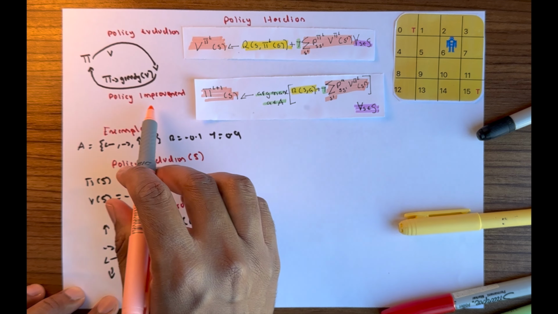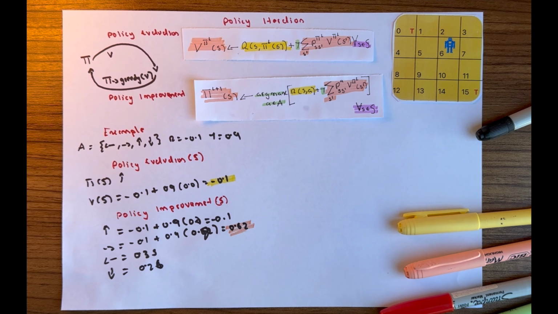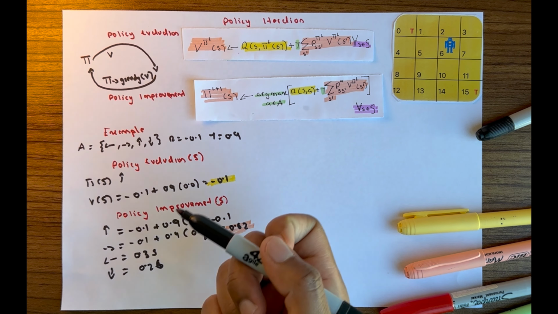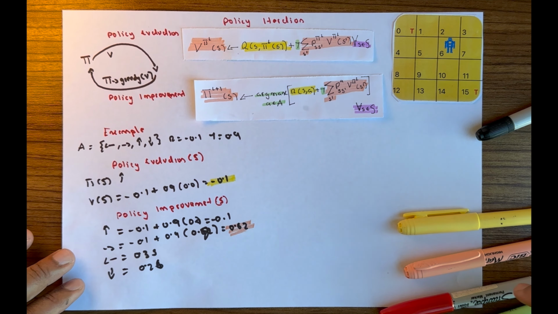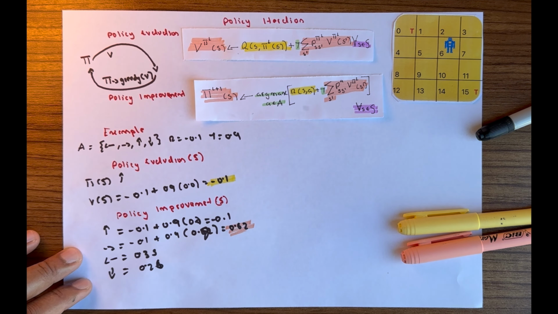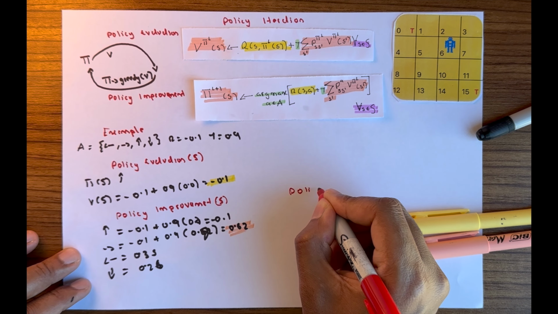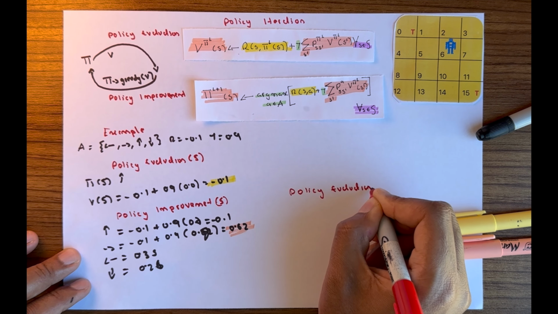This is what the policy improvement algorithm tells us. We have done this for state 5, and you repeat this for all the states that you have. Now let's do policy evaluation again for state 5.